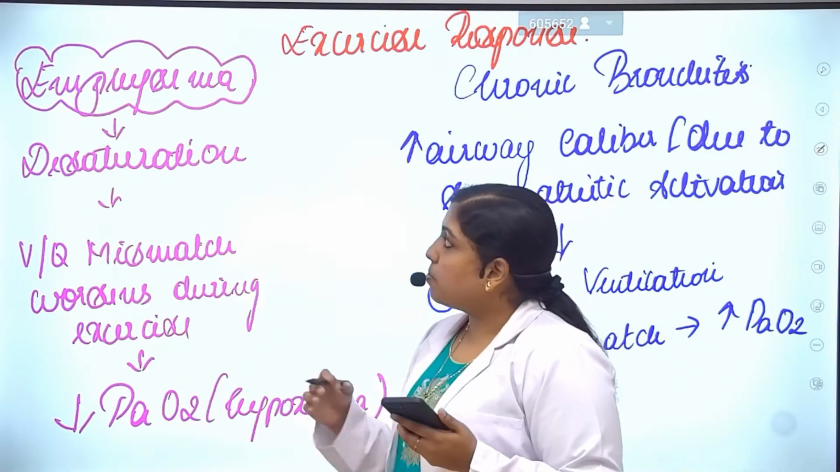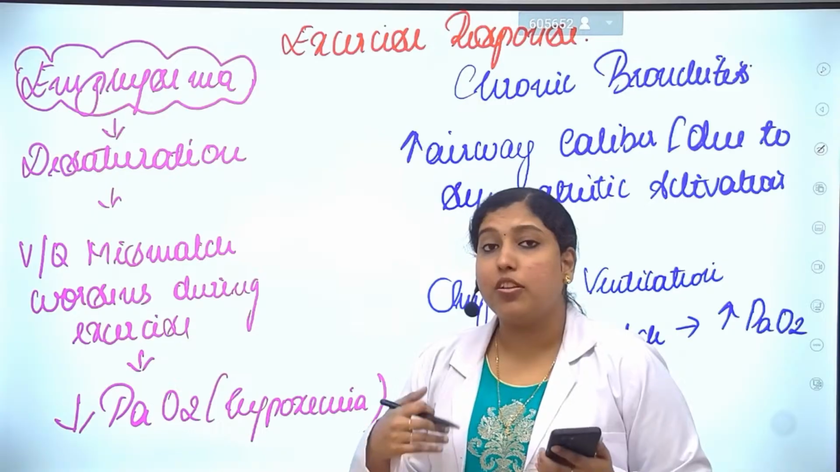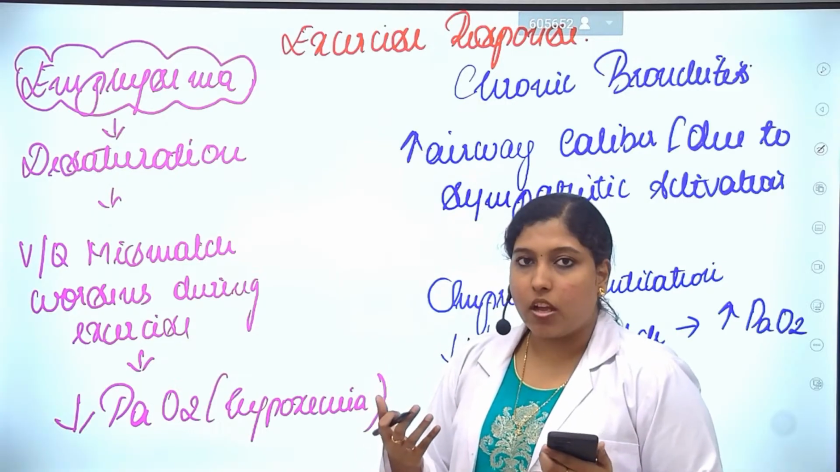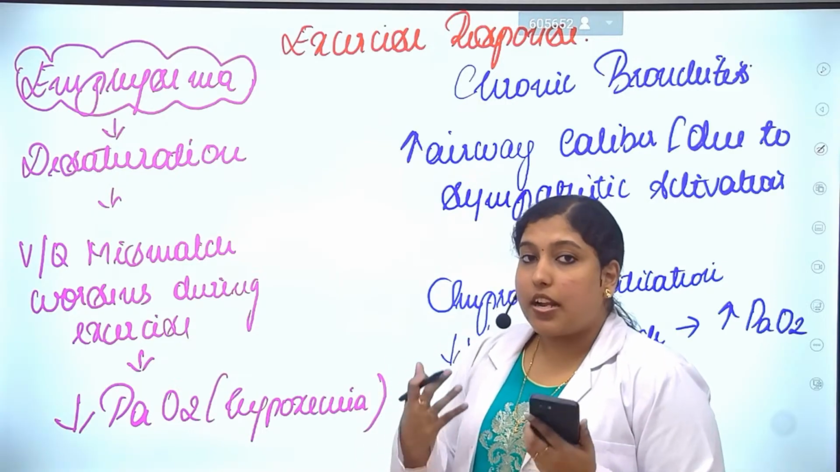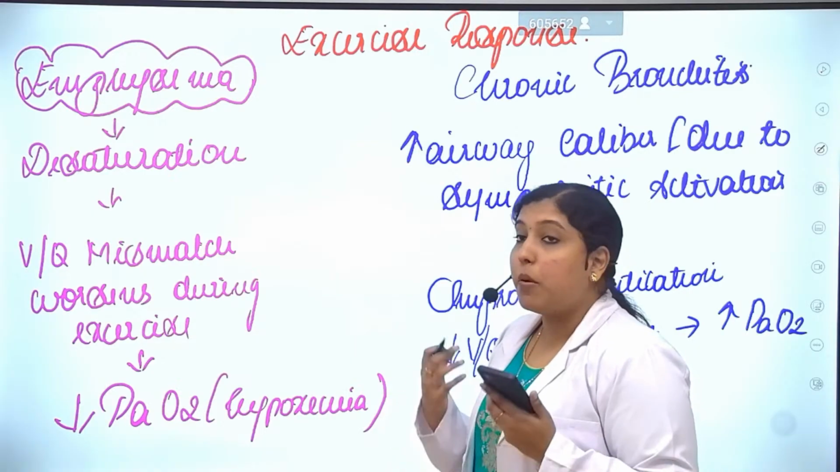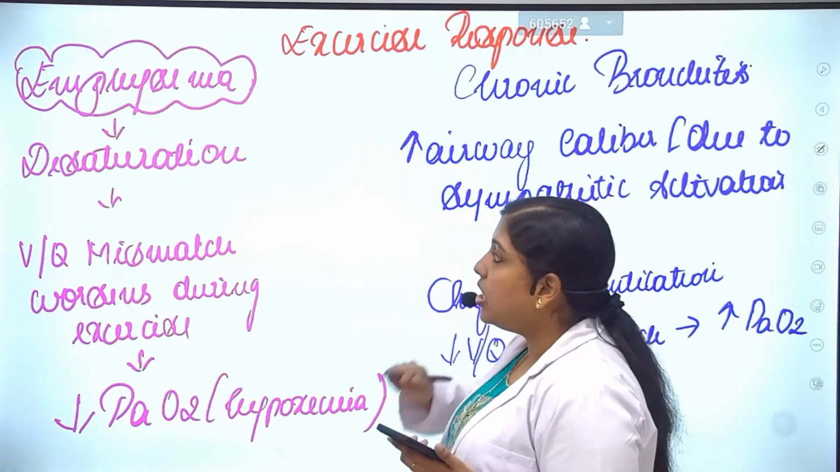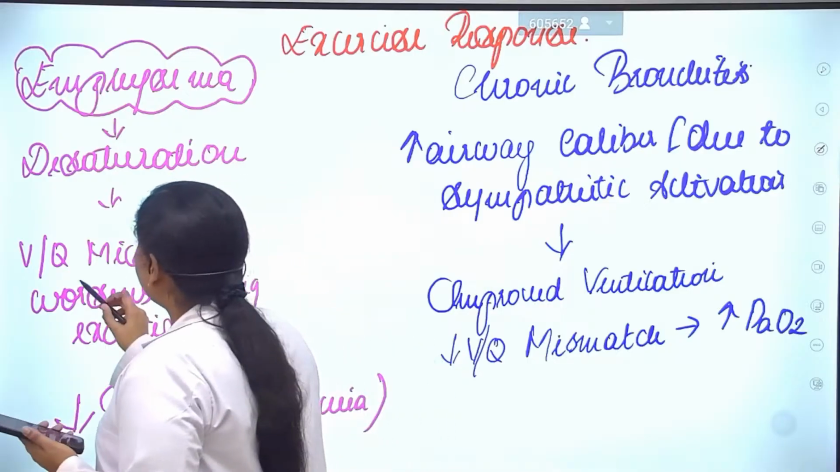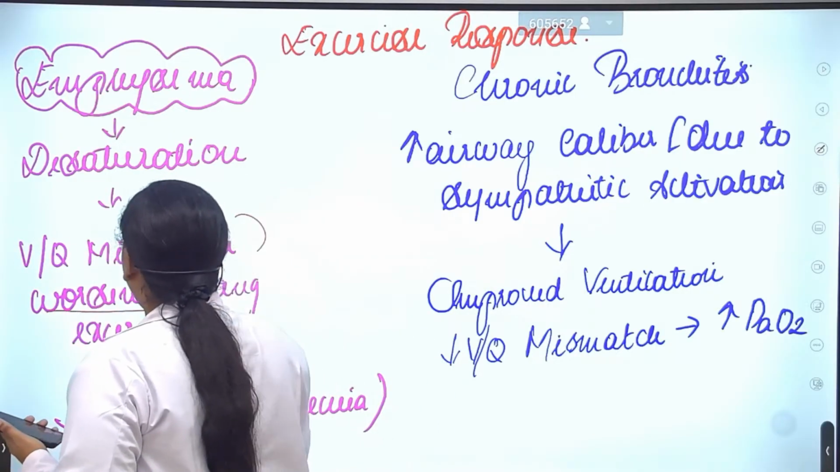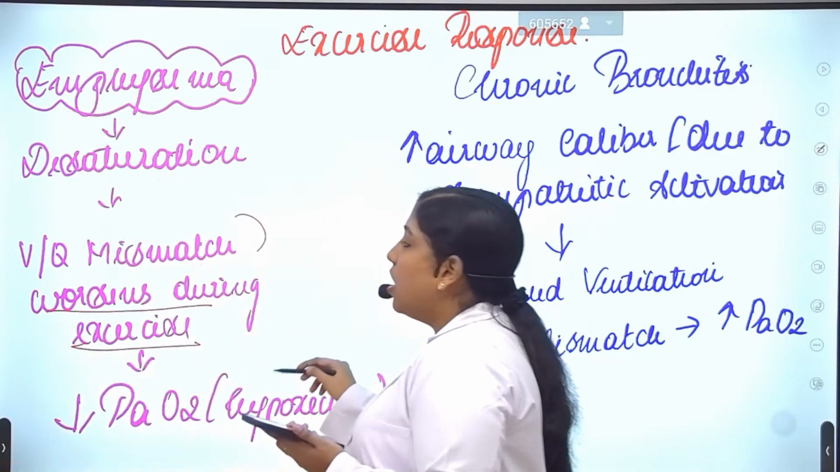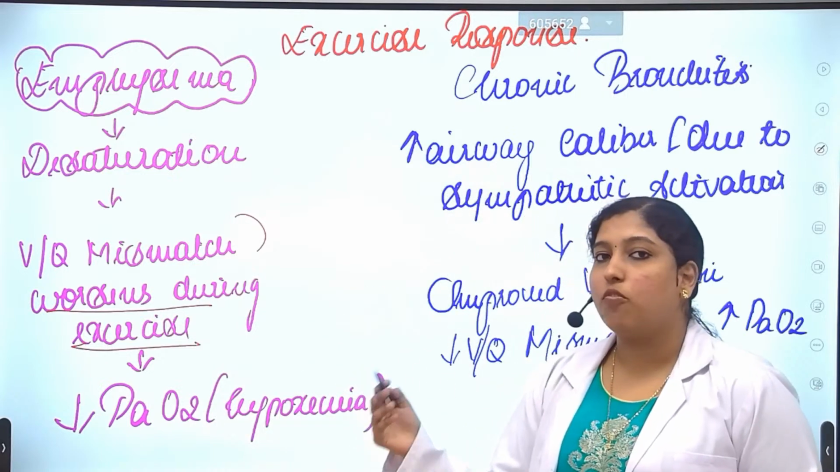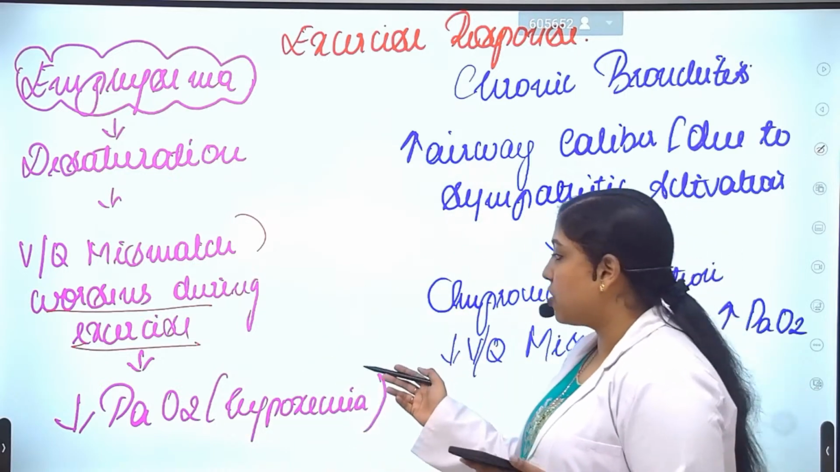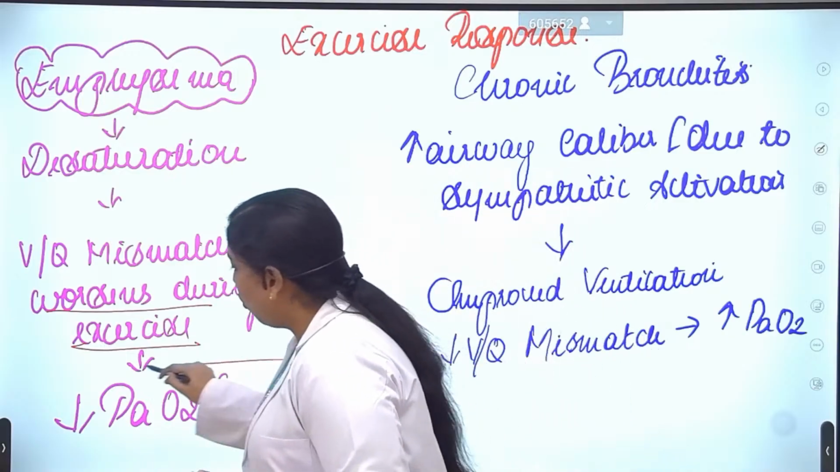So this patient will go for desaturation when they are involved in exercise. This craving cannot be attained, this hypoventilation will persist and the patient will go for desaturation. This desaturation is termed as VQ mismatch and is worsened during the exercise. The ventilation and perfusion ratio will be worsened in emphysema patients and the patient will go for hypoxia.